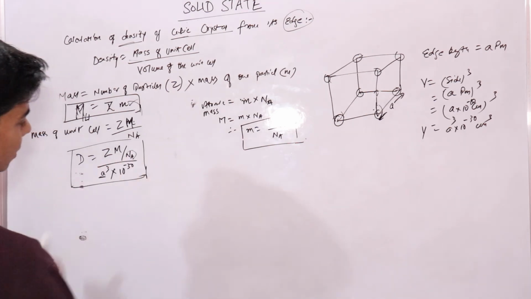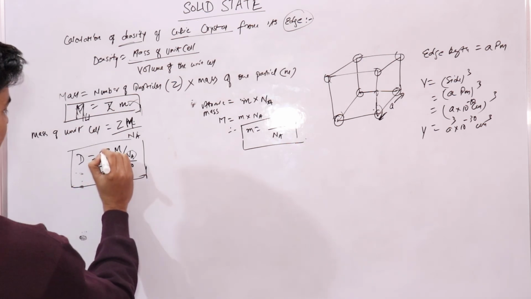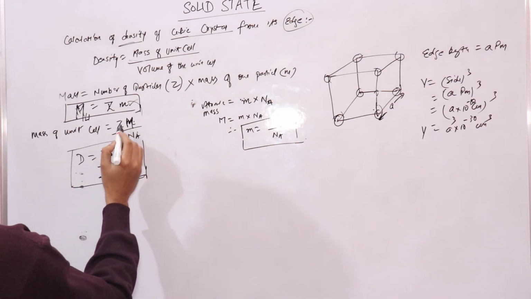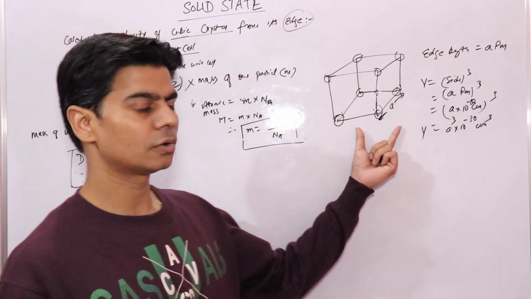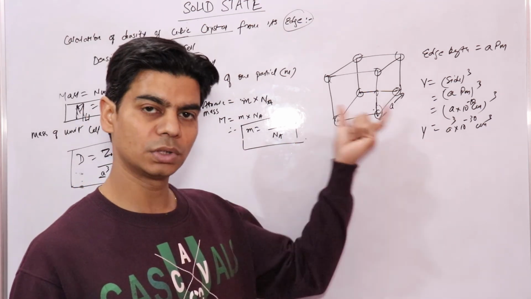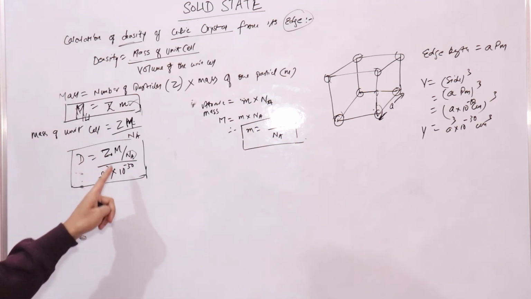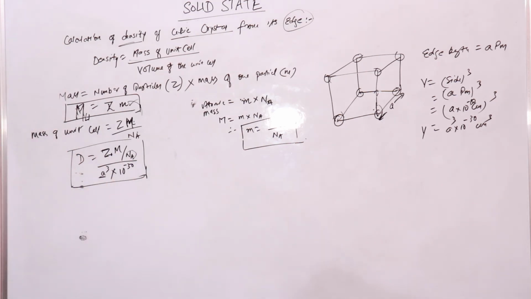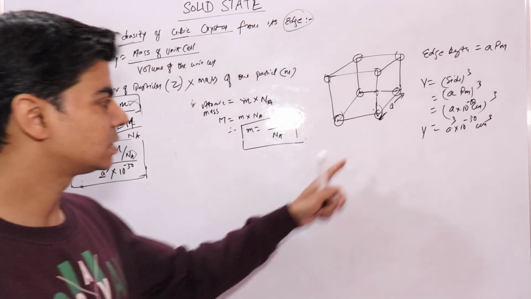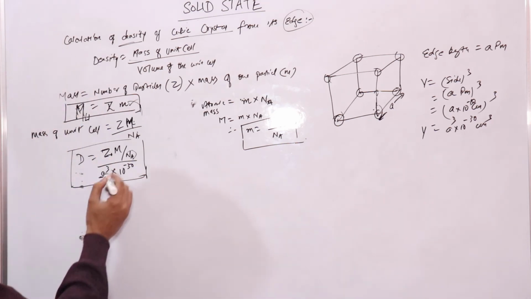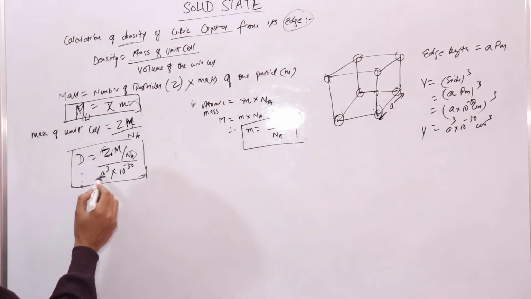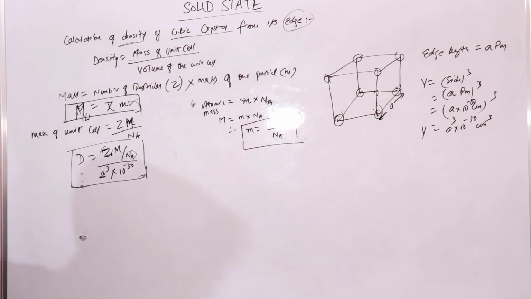This Na is Avogadro's number, which is constant, right? Z is the number of particles in the unit cell. Once you know the structure of the cubic crystal system, you know the number of particles Z, right? And M is your atomic mass, whichever element this is. You know the atomic mass of that element. So atomic mass is known, Z is known, A is known. You can find the density of the cubic crystal system, right?